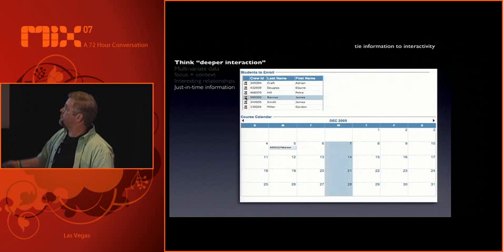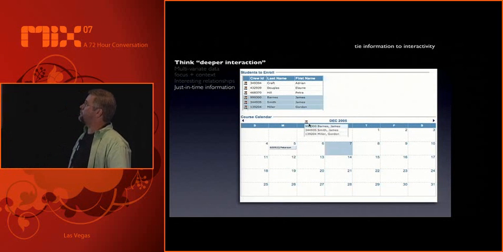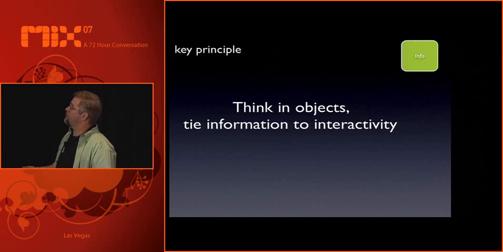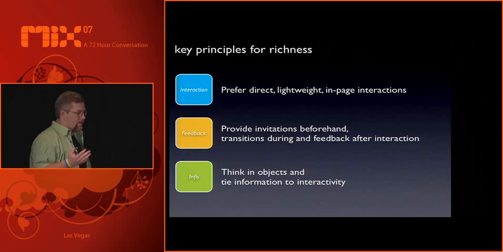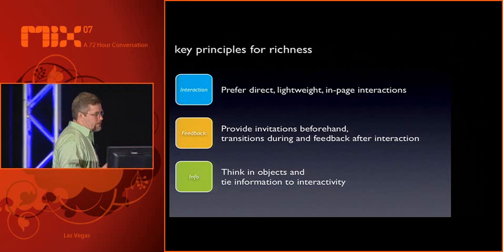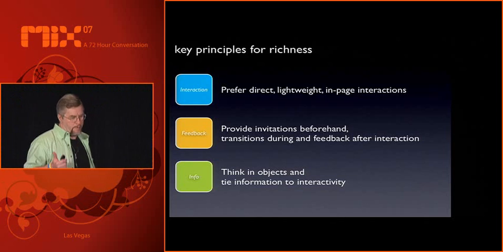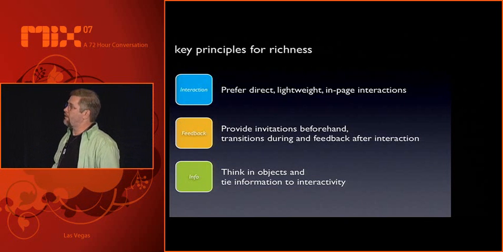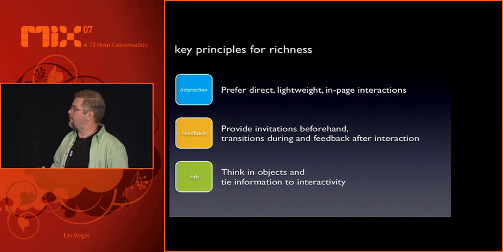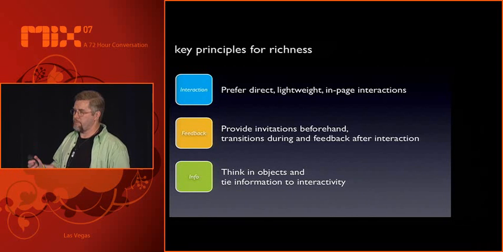I'll skip this one in the interest of time because we're just at the end. So I can sum that up with thinking in objects and tying information to interactivity. This is really the way I think about richness: around interaction, feedback, and information, preferring direct, lightweight, in-page interaction, invitations beforehand, transitions during and after the interaction, and then thinking in objects and being able to tie that information to interactivity.